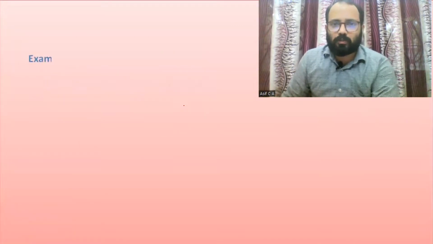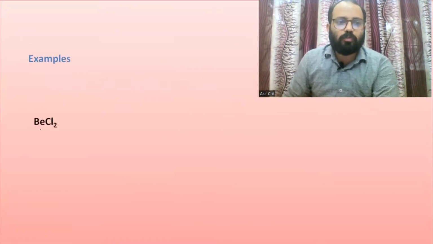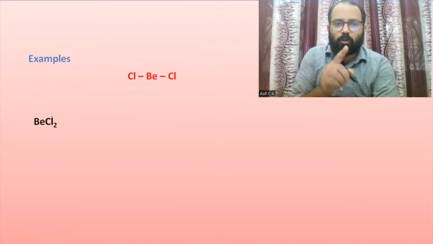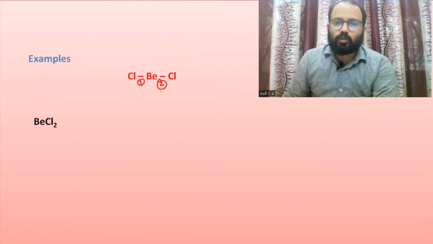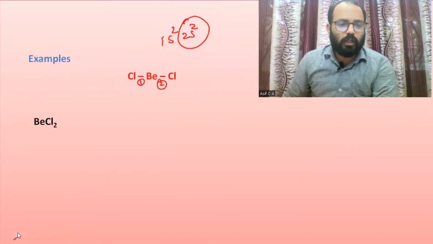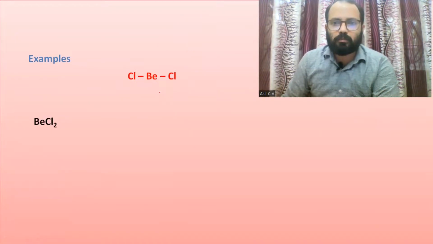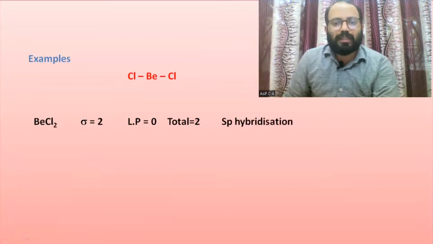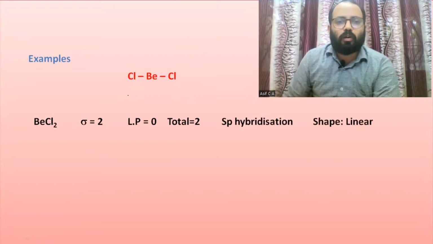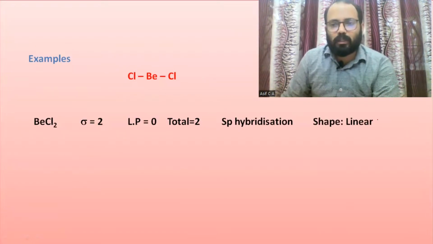Example, let's go with BeCl2. It's a compound having a linear shape. Count the sigma bonds: one here, another here. So two sigma bonds. Beryllium's electronic configuration, you know, is 1s2 2s2. In the outermost shell there are 2 electrons, and those 2 electrons have already bonded. So it has 2 sigma bonds and 0 lone pairs, so the total number is 2, so it will be sp hybridization. If we go with the shape, you can see that the shape is linear.